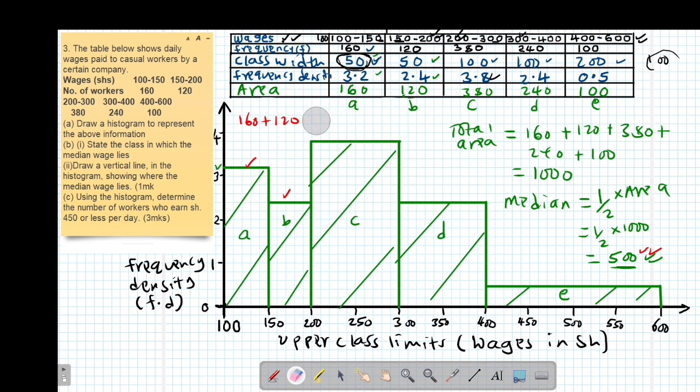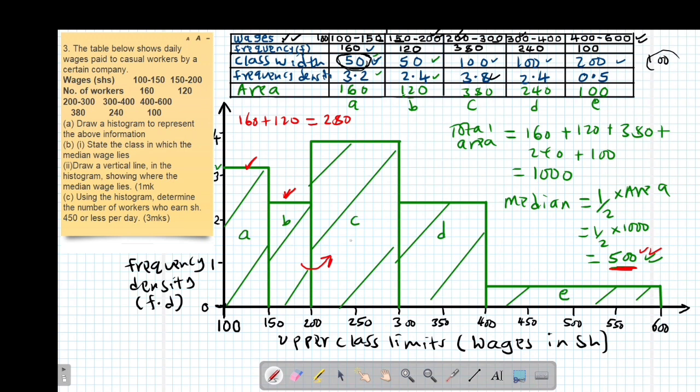So remember, 160 plus 120 was giving us 280. So this one gives us an area of 280. But remember, we want an area of 500. So 280 is accommodated by this bar and this other bar here. Because 280 is close to 500 but less than 500, it means our median will lie in the next class.